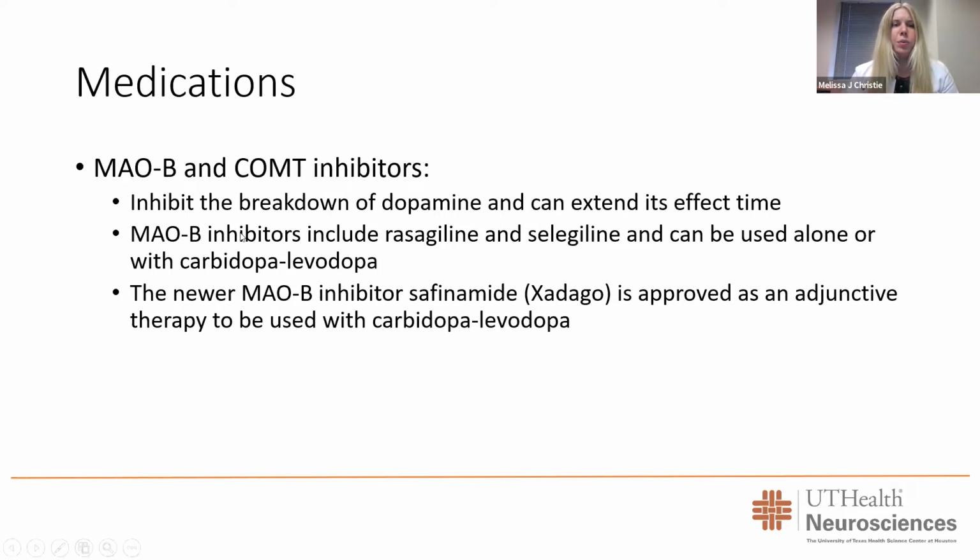They do have a newer MAOB inhibitor, named for the enzyme it blocks, called safinamide or Xadago. This one is approved as just an adjunctive therapy, meaning you need to be on carbidopa, levodopa already. Then this one can be added to make the medication last longer. It's just a once a day medication. So these are decent options.